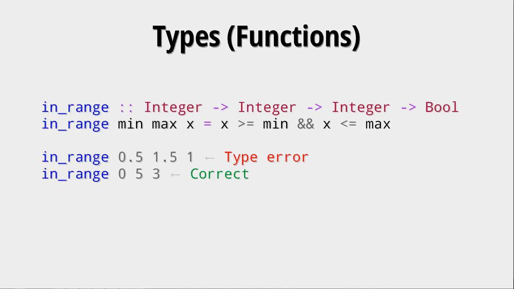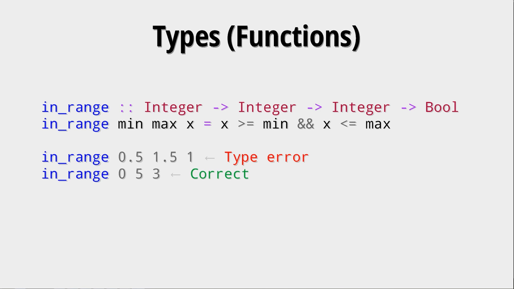Now, functions have their own types. Since functions are just values, this is very important, and we'll get to that in another video. But let's look at how types for functions work. You basically write them as a list of types for your arguments, and then whatever the type for your returned value is. So in this case, we want inRange to get three integers and then return a bool.